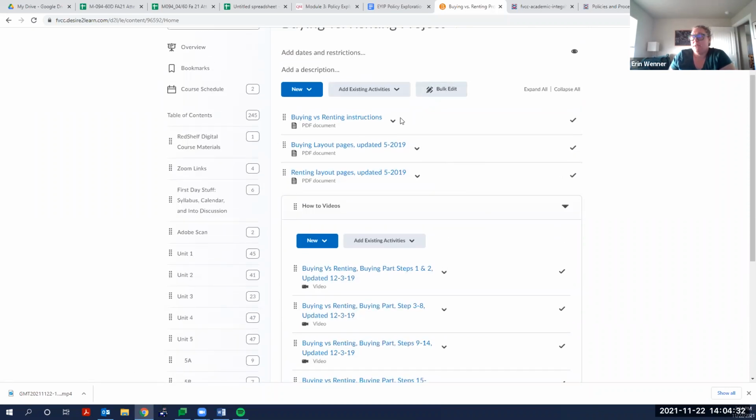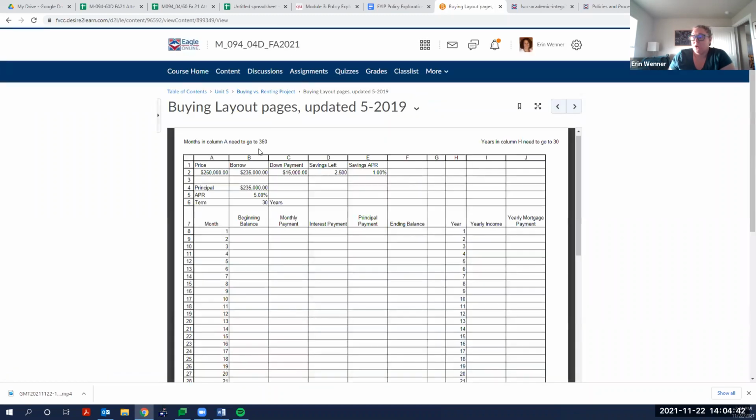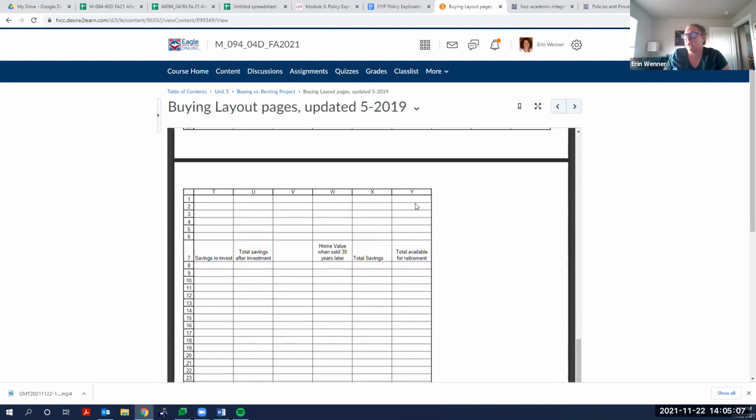We've got extra copies of the instructions and the different layout pages. You'll notice in the buying layout, this is in your notebook as well. Your columns are going to go from, in column A, months from 1 to 360, because that's your amortization part. And then the years in column H need to go to 30. And you'll notice that this project is huge, a really big Google Sheet, because it ends up going all the way to column Y.